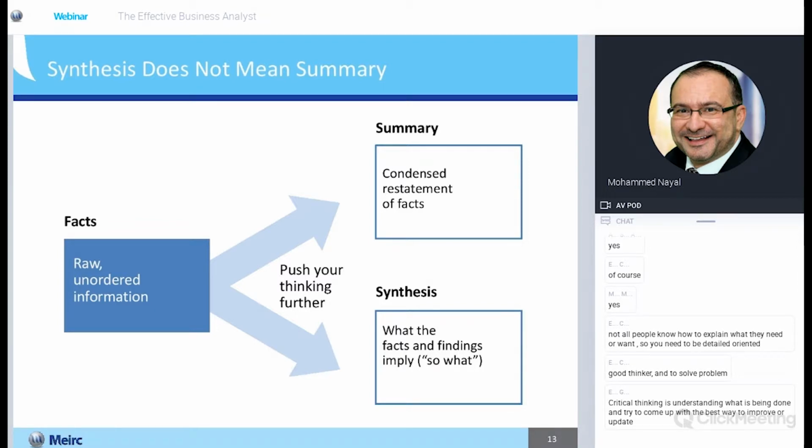Let me explain to you a little bit what the so what is. A business analyst goes and collects a lot of information. This information is raw, it's not in a way that people understand it, it's very unordered. Now, what you can do at the first level is you can do a summary. You can say, well, what I've done is I've collected all this data and presented it in a nice professional way, and people are happy. But good business analysts synthesize data and they push their thinking further. And they ask questions. What do these facts and findings tell me? And that's called the so what. So let me give you an example.